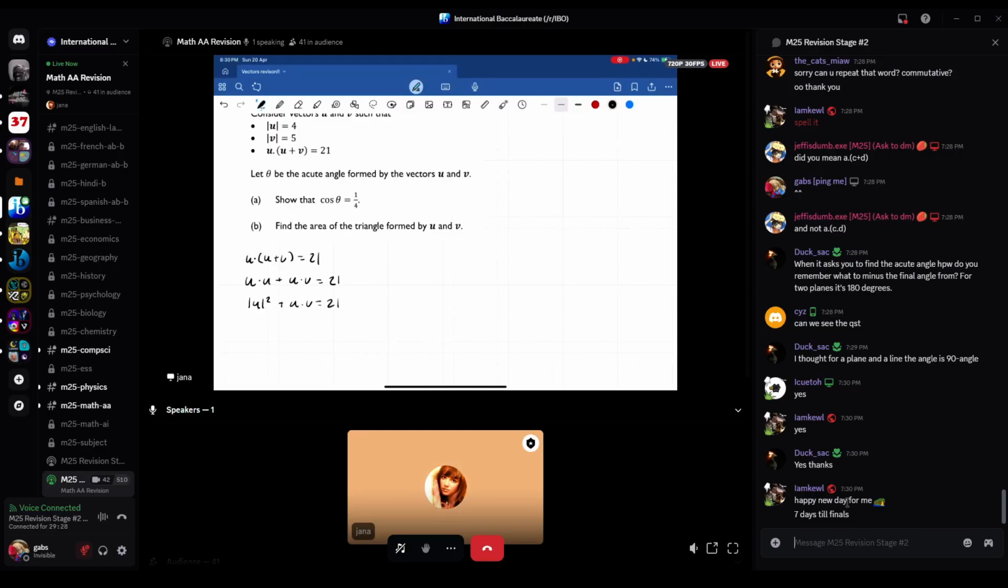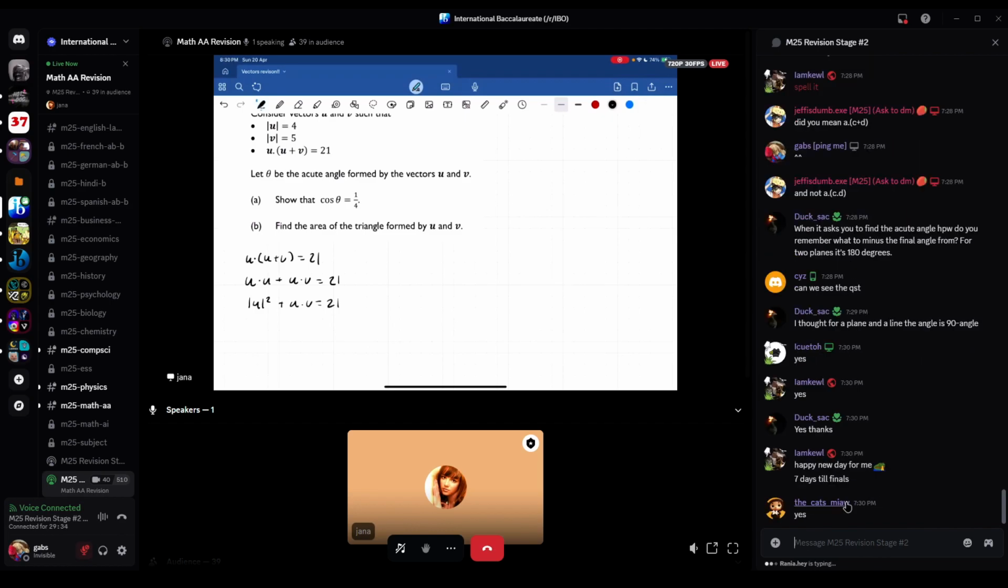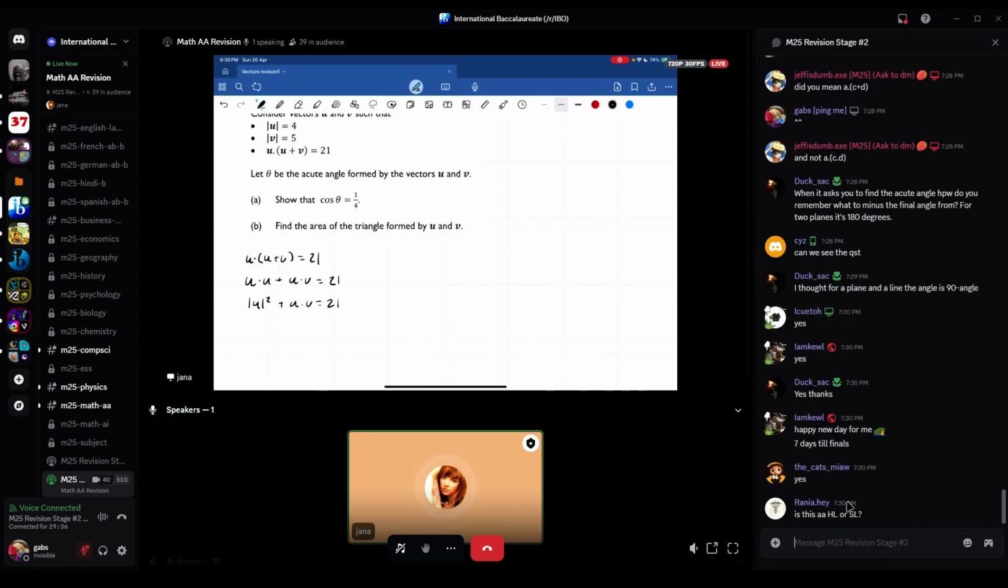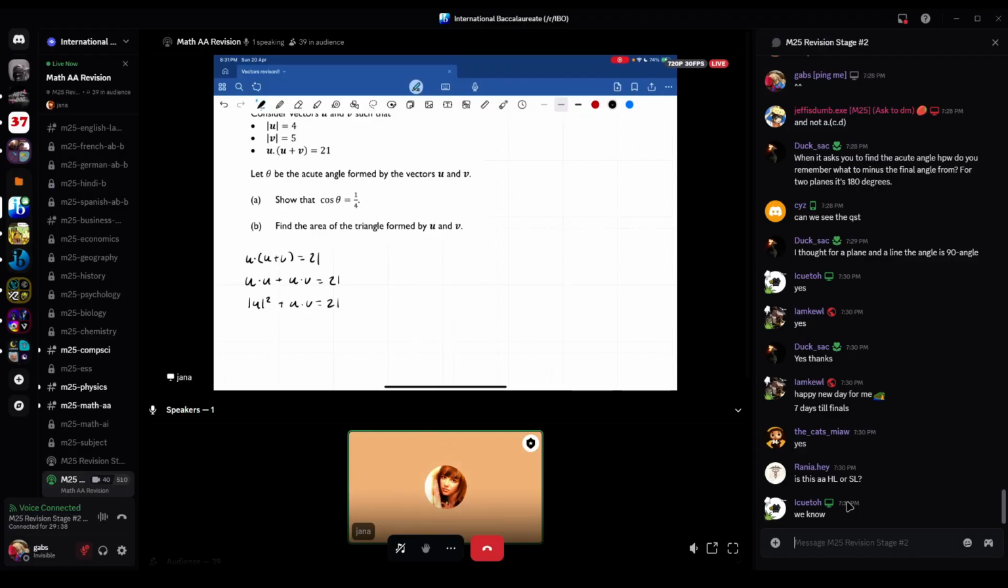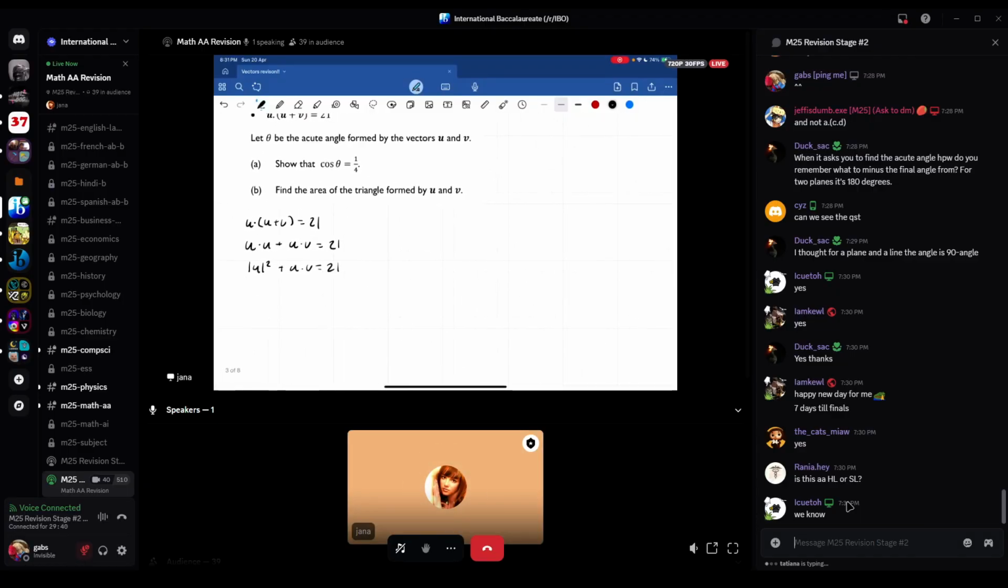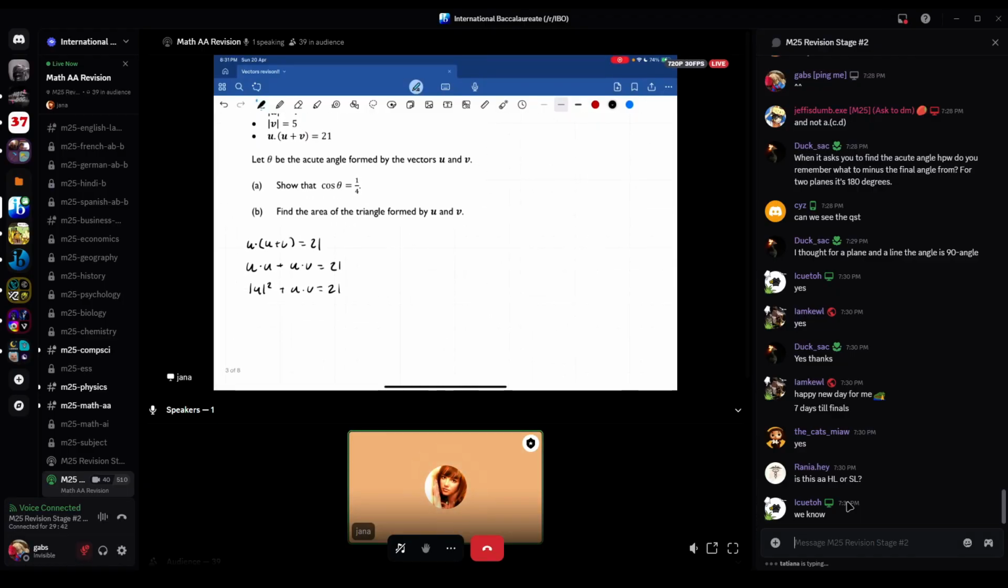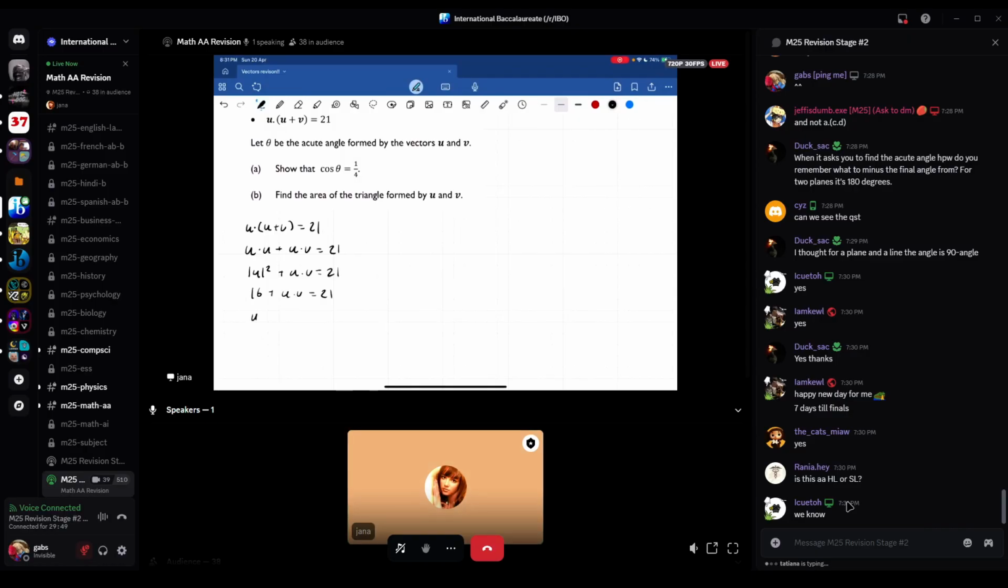Do we know why it's the magnitude of u squared? Do I have to explain that? We do know. Okay, this is AAHL. So then that just means that it's 4 squared. So 16 plus u dot v equals 21. So u dot v equals, I can't do mental math. Anyway, that's 5.